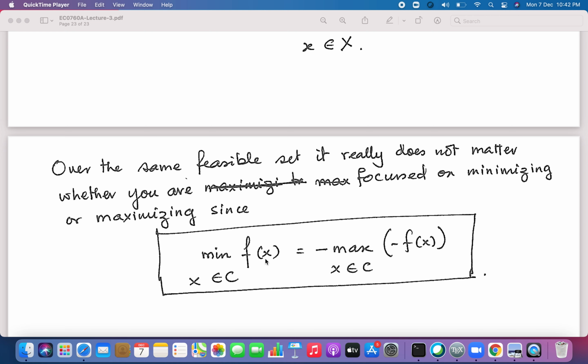With this we end our discussion, and in the next class we will talk about going into the Karush-Kuhn-Tucker conditions, which lie at the heart of optimization and are used repeatedly in economics.